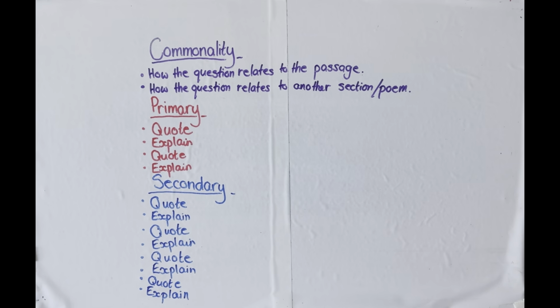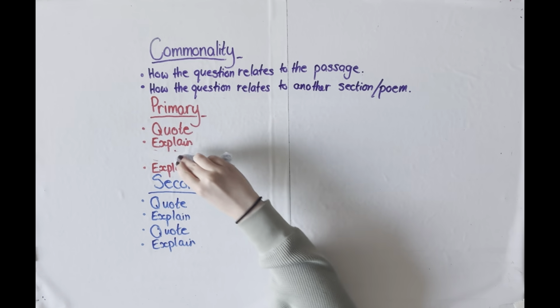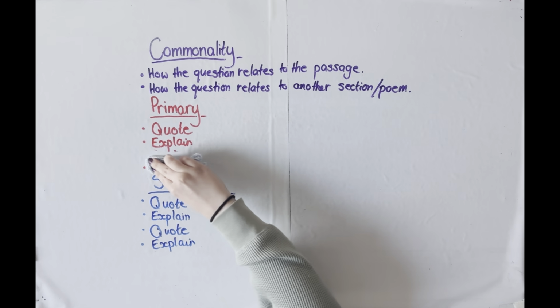In actual fact though, you don't need to do this in order to get full marks. You can still get full marks even if you only quote and explain once for primary and twice for secondary. Like I say, I much prefer the first one. It makes for much better answers and it really does prepare you a little bit better for Higher. But if you're someone who's maybe struggling a little bit, you can go with that shorter version.